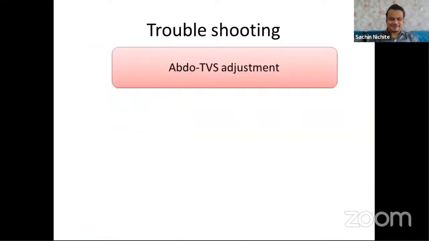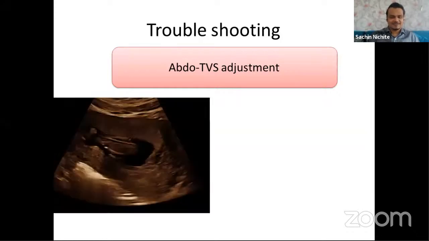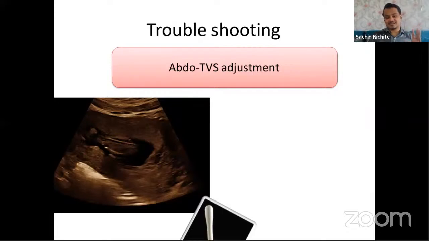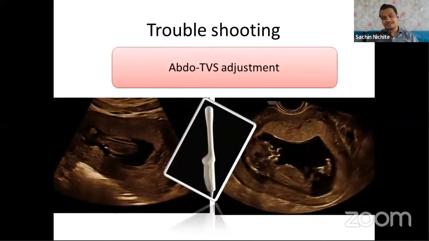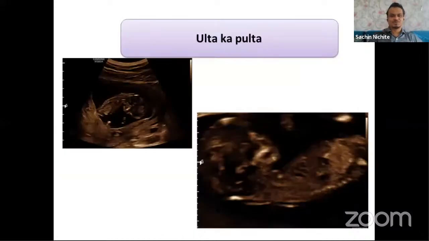Troubleshooting, this is very good. Nothing is being found, no magical section, something is upside down. So many patients are sitting outside. How to acquire the skills of troubleshooting? A good concept called abdo TVS adjustment. This will come over time. Abdominally we see an image like this, nothing is found in this image, but gradually we come to know that with a certain abdominal image, if I insert the TVS probe, I will get an image like this. So that is called abdo TVS adjustment, and it has to be very quick before the fetus changes position. Good skill.